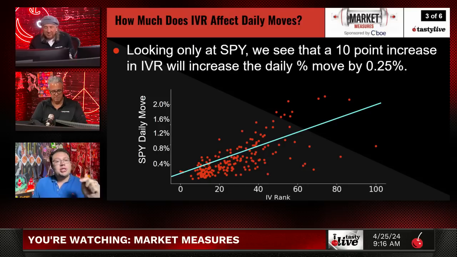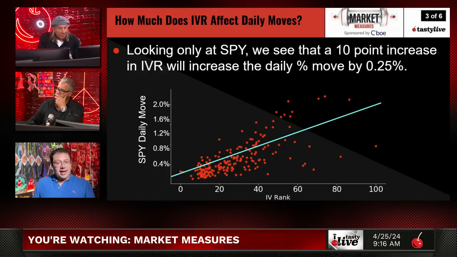Yeah. So each 10-point increase in the IV rank not only tells you that premium is higher, but it also tells you that the typical moves that you'll see in the market go up by 25 basis points on a percentage basis. So if you saw 0.5% on average, and IV rank rises 10 points, you should expect to see no longer 0.5%, but 0.75% up or down. And then another 10 points, now it's 1%. Another 10 points, that's 1.25%.